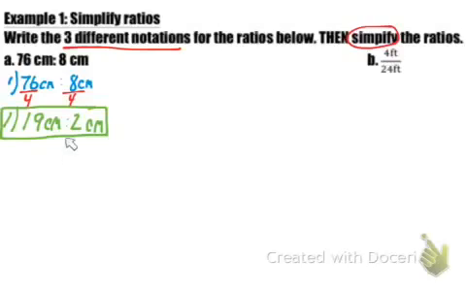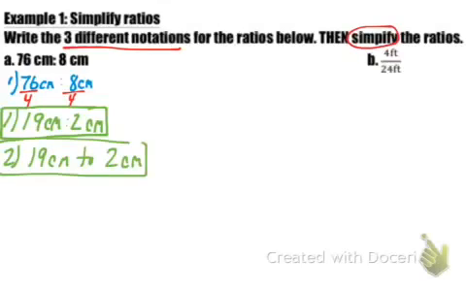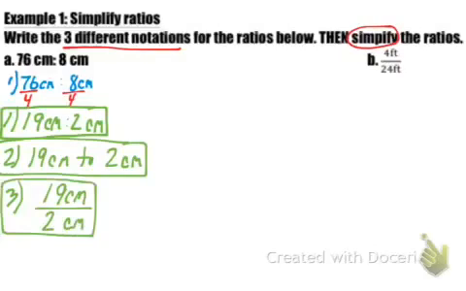So again, we read the colon as "to." And then the second way we can write down the ratio is 19 centimeters with the word "to" in there, so 19 centimeters to 2 centimeters. And then finally we can write it as a fraction, 19 centimeters over 2 centimeters. Those are the three different ways that you can write down your ratio. Just make sure you always simplify or reduce each given one.